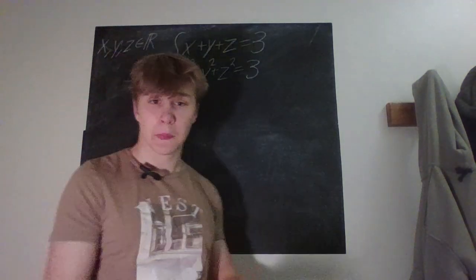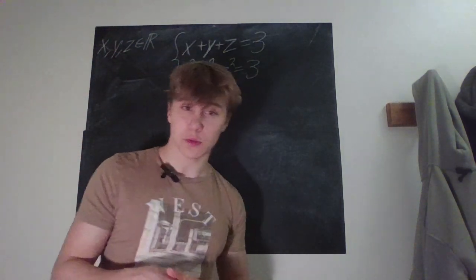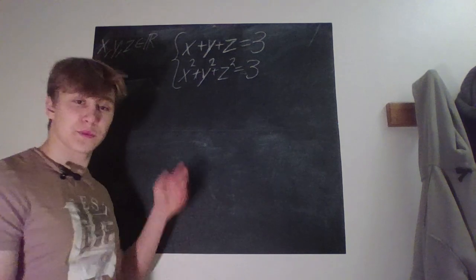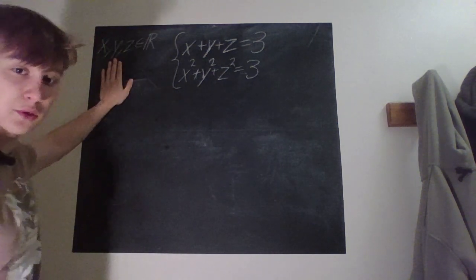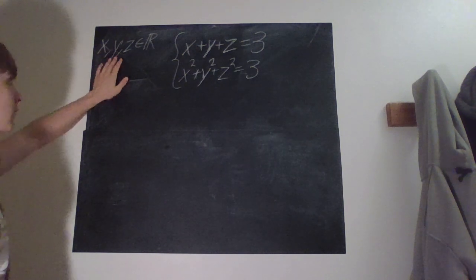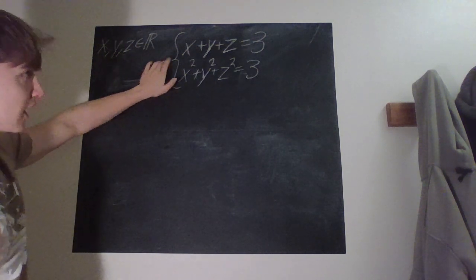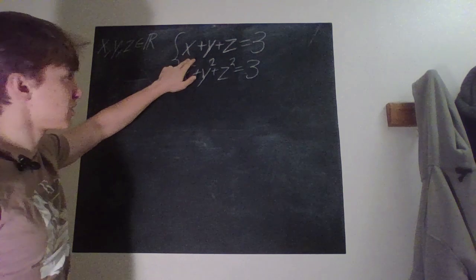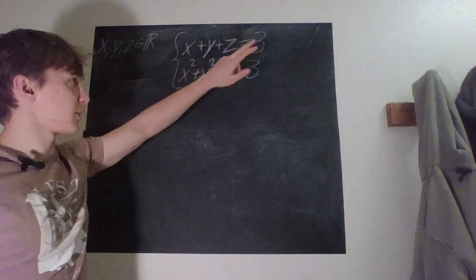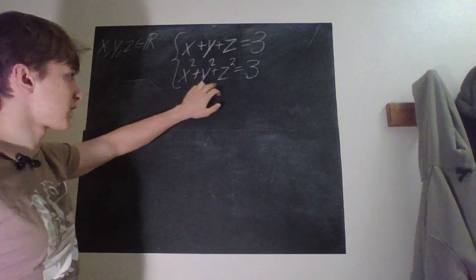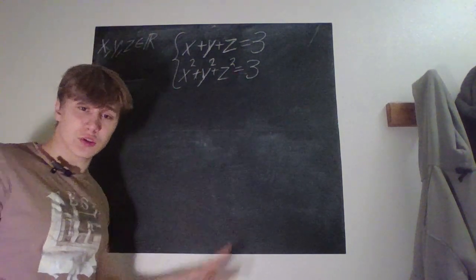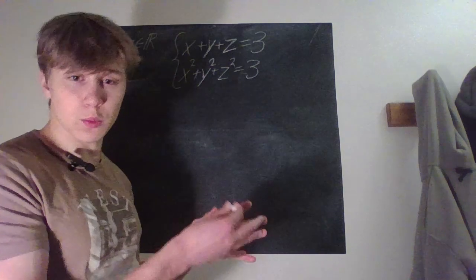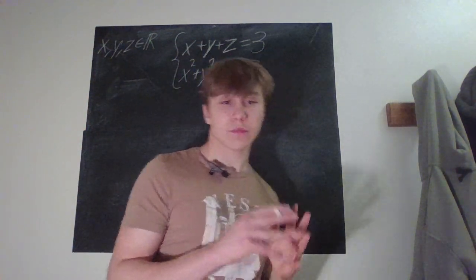Hello everyone, yet another math problem. So we have a system of equations with real solutions. You can see there, okay? Real solutions, and the system of equations is x plus y plus z is equal to 3, x squared plus y squared plus z squared is equal to 3. For this I have two solutions, one purely algebraic one and one using linear algebra.